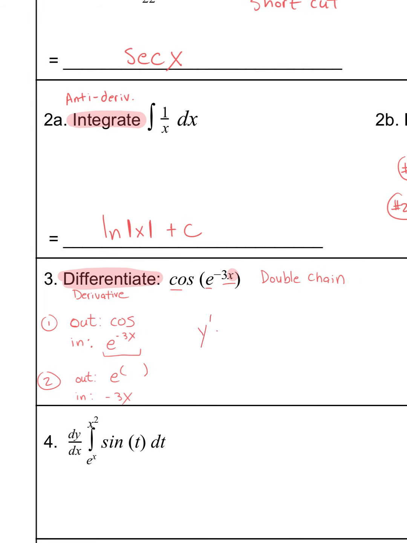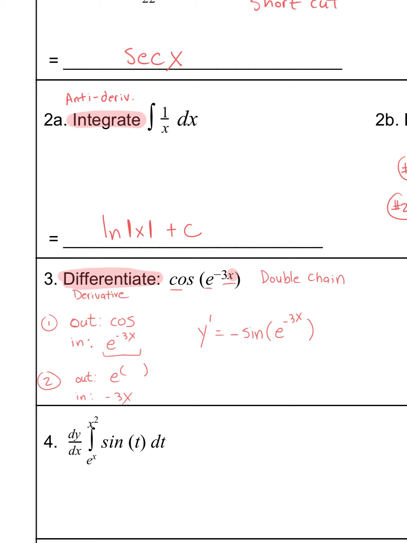The derivative. All right, first chain, the derivative of the outer: the derivative of the cosine is negative sine, blank set of parentheses. Whenever you take the derivative of the outer, you always put in a blank set of parentheses. Right here is where we're going to plug in the inner as is. So that inner as is, e to the negative 3x, is right there.